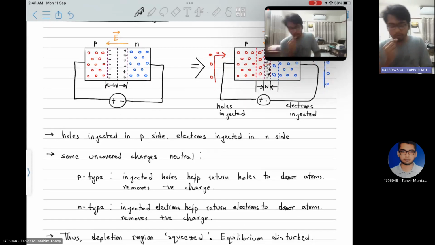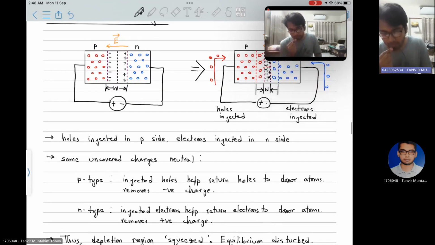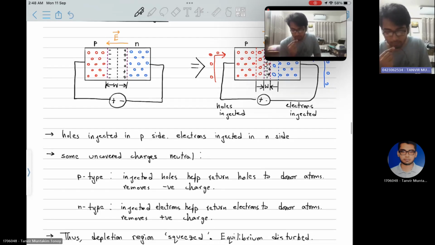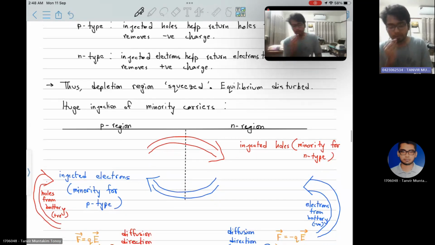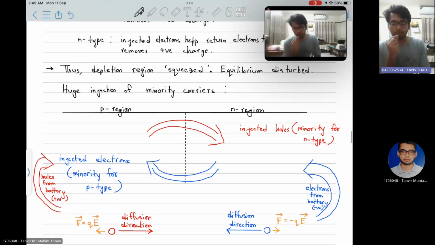Now that the equilibrium is disturbed, the holes from the P region can diffuse to the N region, and the electrons from the N region can diffuse into the P region, because the electric force is no longer strong enough to stop the diffusion force. Now that the depletion region is squeezed, there is a huge injection of minority carriers into the respective regions.